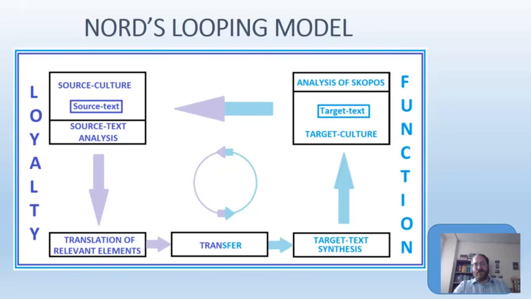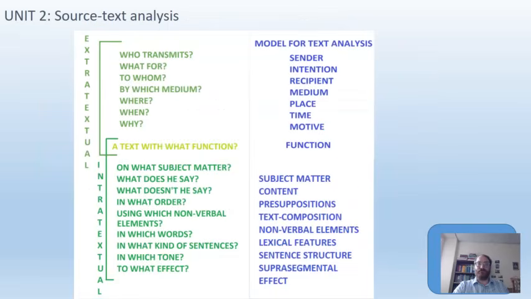On the one hand, not misrepresenting the source text, that is our imperative of loyalty, and on the other hand, producing a text that is functional. So this looping model describes the translation process, which is nested in the idea of source text analysis from a functional perspective. Now, Nord goes on to provide us with an extremely detailed checklist of factors that we can look for when we are analyzing a text.